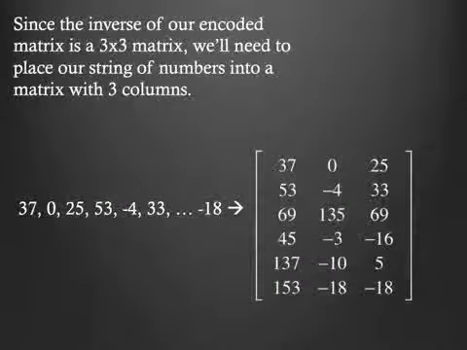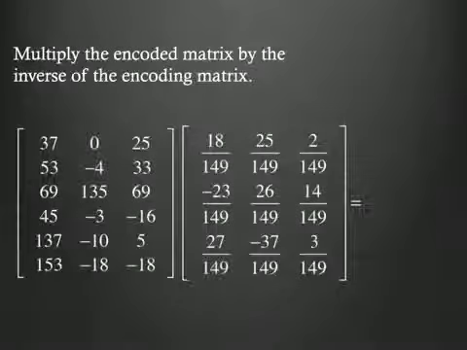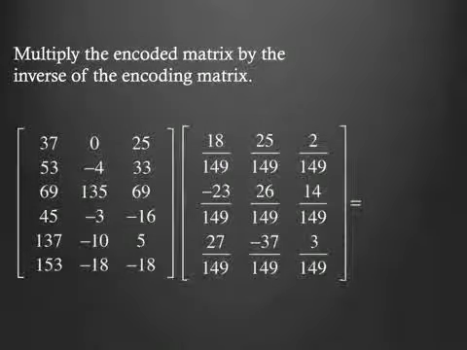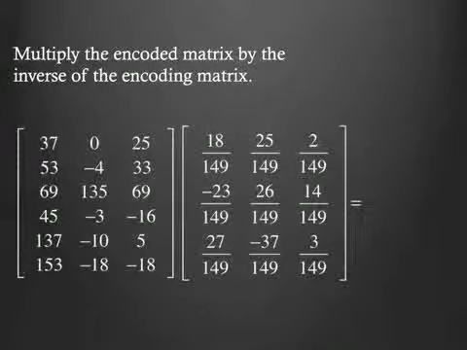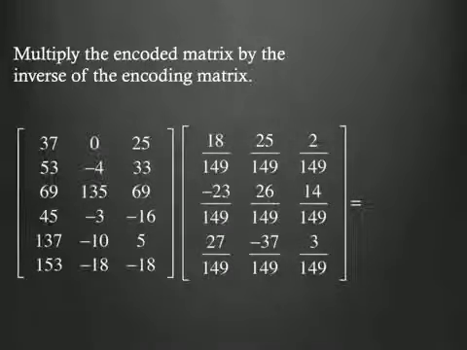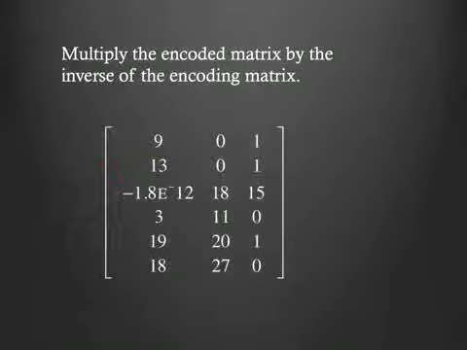So we're going to put that string of numbers into a matrix that's got 3 columns. Now the next thing that we're going to do, here's where the grossness comes in. We're going to need to multiply that encoded matrix by the inverse of the encoding matrix. So, yuck, gross. When we multiply those two things together, look at the grossness that we come up with. Now, of course, we're going to use our technology to help us figure this out, and then bam, check it out. When I did this on my calculator, I got this funky thing in one of the entries: -1.8 and then this e -12.